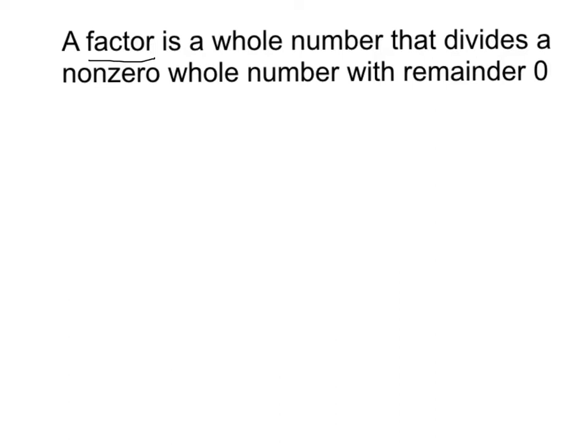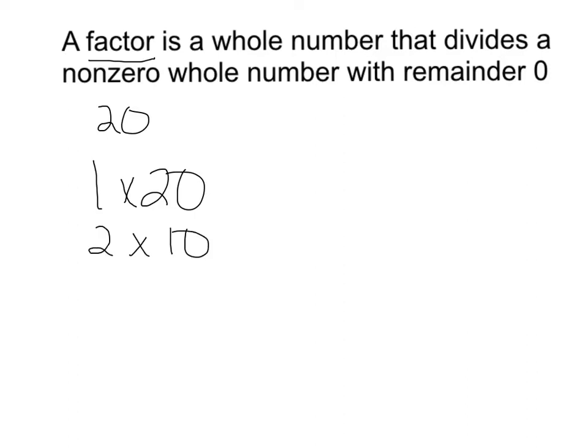For instance, if we were to look at 20. Alright, I can divide 20 by 1 and get 20. So 1 and 20 are factors of 20. It's an even number, so I know it can be divided by 2. So 2 times 10, 2 and 10 are factors of 20. 2 plus 0 is 2. That's not divisible by 3, so it doesn't work for 3.